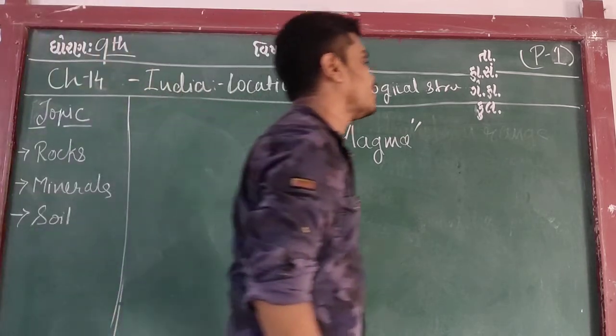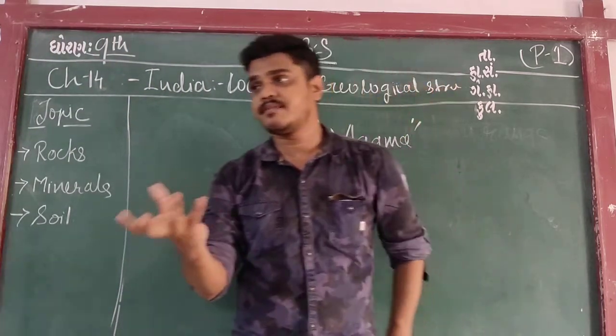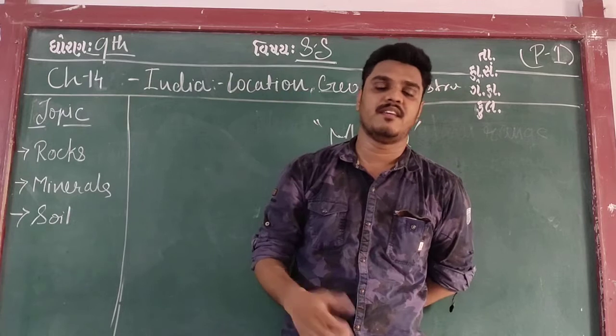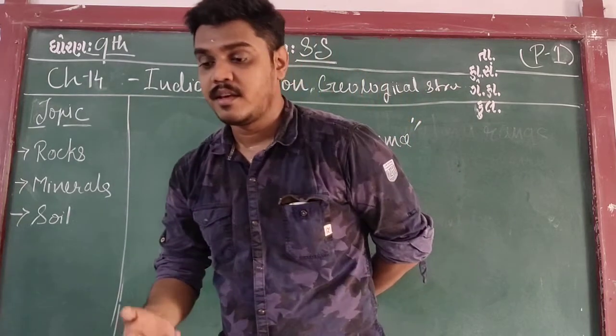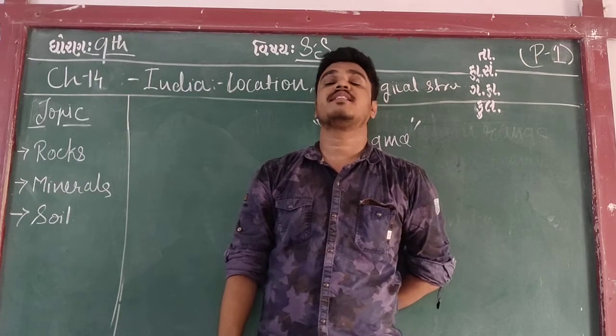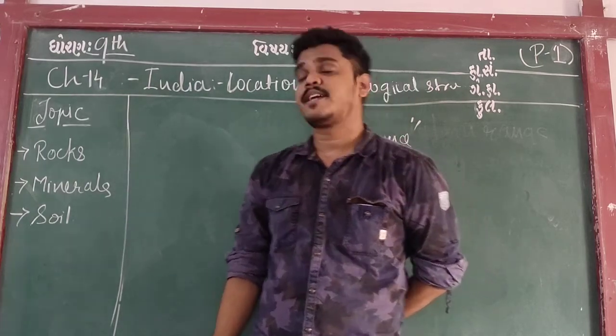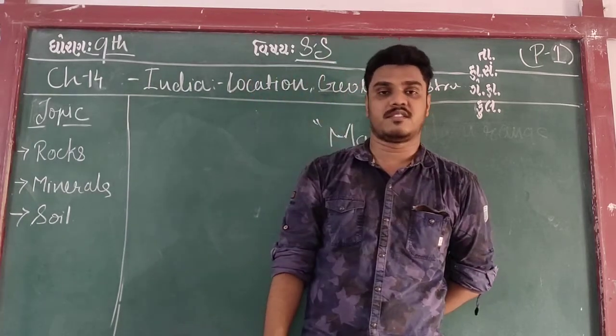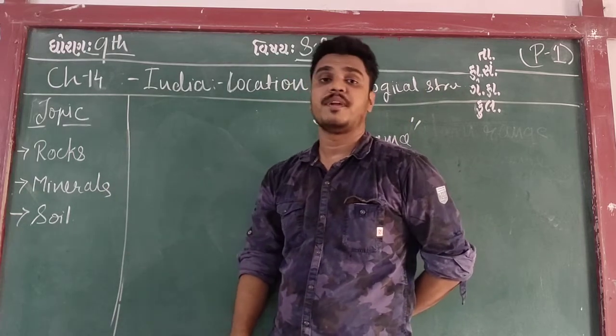Now the most important minerals that we collect from the earth are iron, gold, copper, nickel. Got it? So these are the important minerals that we collect from the earth's crust. This was the topic of minerals.